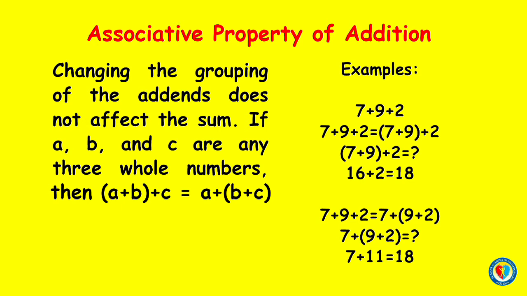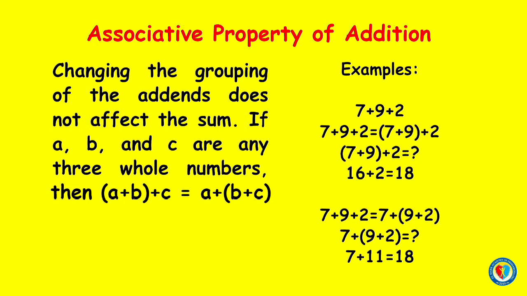In the first example, the parentheses are around the numbers 7 and 9. To solve the problem, you first find the sum of the addends inside the parentheses. (7 plus 9) plus 2. 7 plus 9 equals 16. Then you add 16 to the 2 to get the total of 18. 16 plus 2 equals 18.